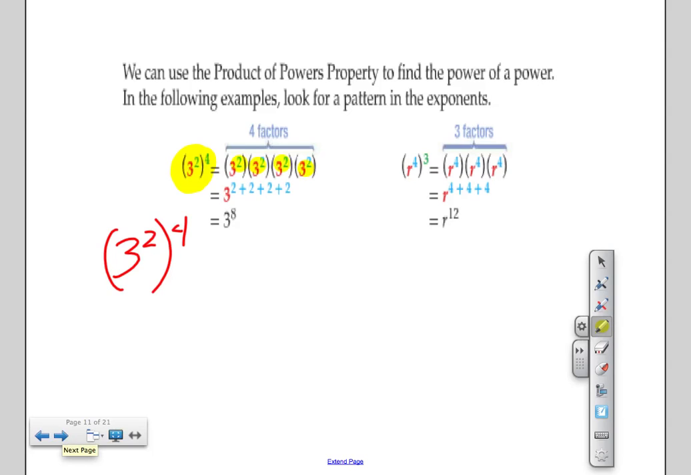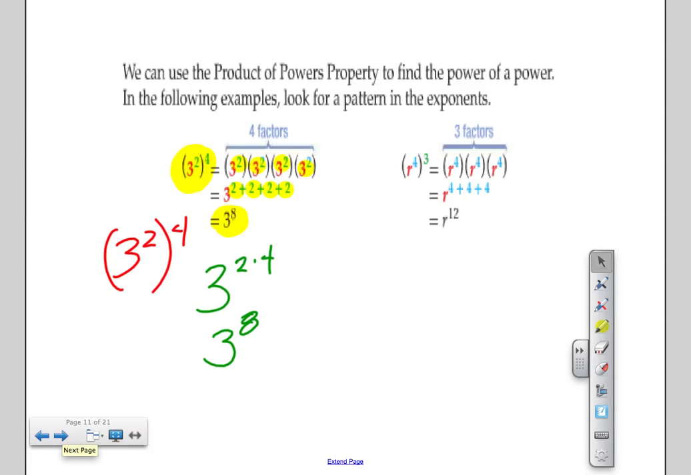So how many factors of 3 do we have altogether? We have 2, 4, 6, 8. So in this case, it's 3 to the... if it's a power to a power, it's going to be multiplied: 2 times 4. Remember before we did 2 plus 4. This is 2 times 4. So that's 3 to the 8th.